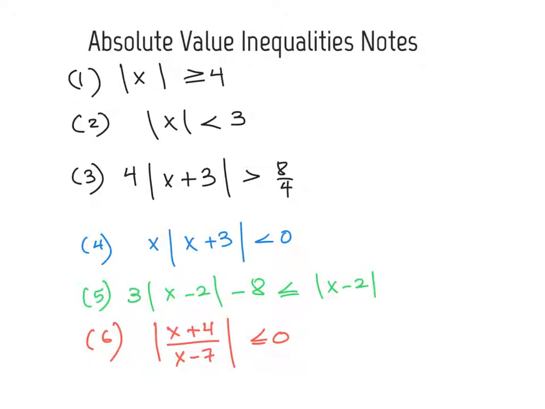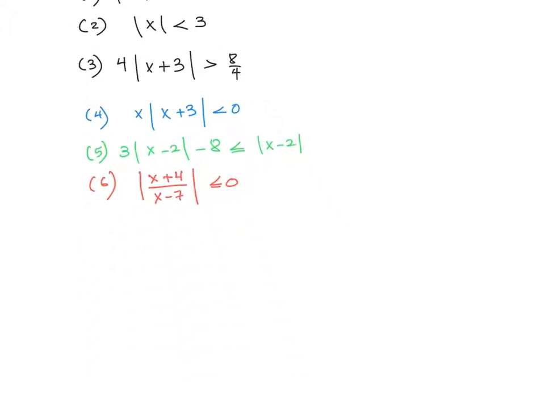The first 3 are similar. 4, 5, and 6 are different, and that's why they are all grouped in different colors depending on the type of absolute value. So let's go ahead and start with number 1.